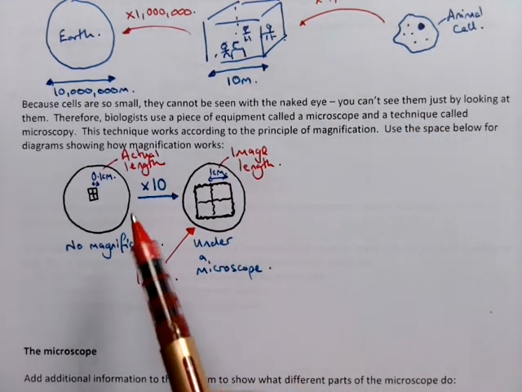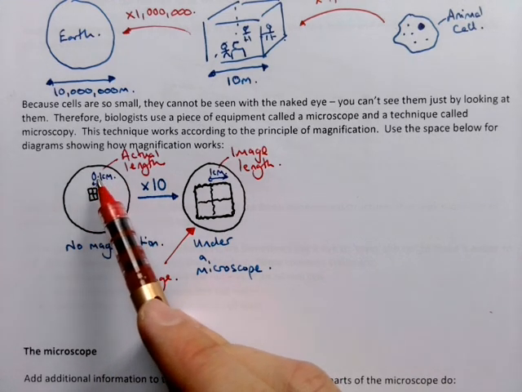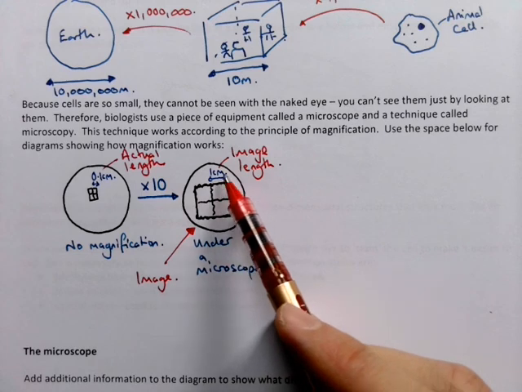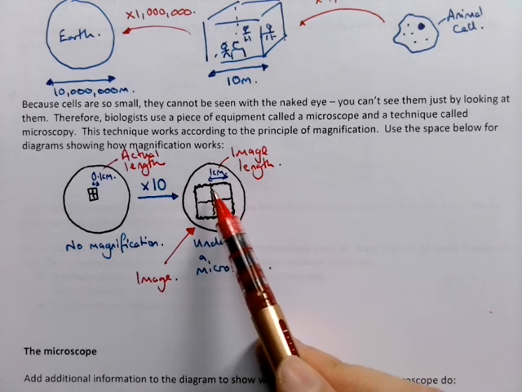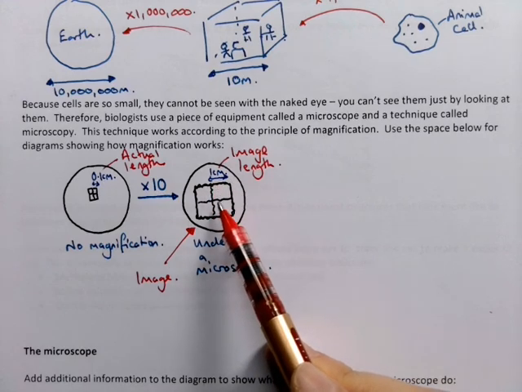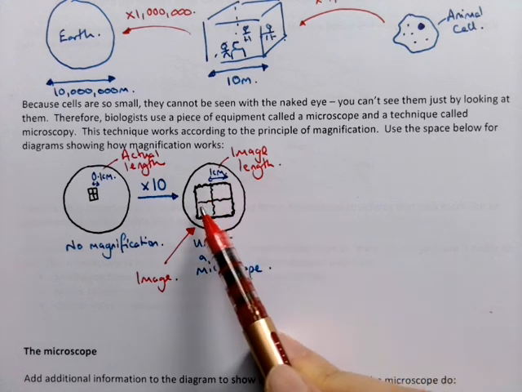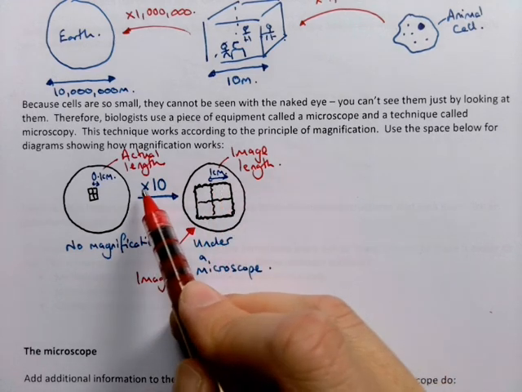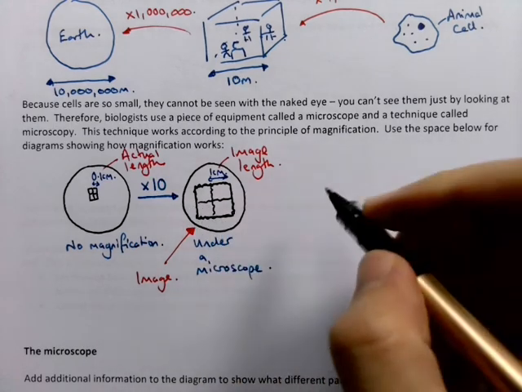So when we're looking at it just normally, we have the actual length, what it actually is. But when we look at it under a microscope, we see the image length. So don't think, well, look, that's how big it really is. It's not really a centimeter, is it? No, it's really 0.1 centimeters. But in the image that I see, it's 1 centimeter because it's had a times 10 magnification.